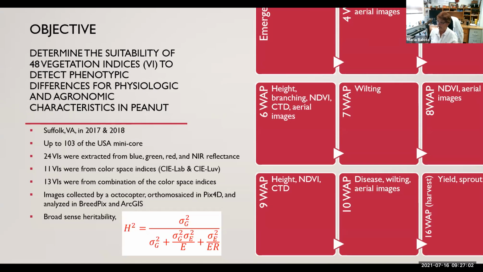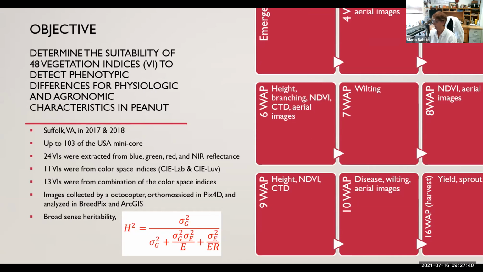Okay, we have these indices to estimate physiology and agronomy of peanuts, but so what? Can they be useful for gaining genetic progress? So we measured stem count at emergence, and then at about beginning flowering every other week until beginning seed development, and of course yield and sprouting on the vines at the end of the season.